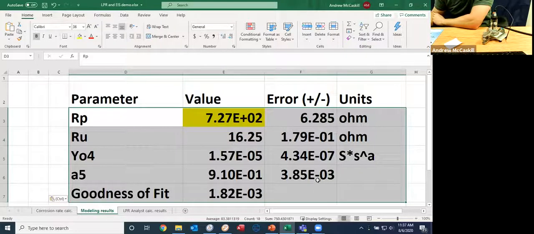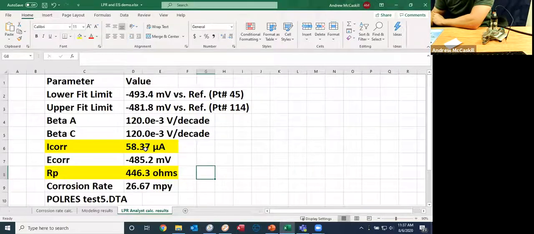RU and these values I'm not too concerned with. This is the uncompensated resistance. This is related to the constant phase element, but we really don't need to discuss those. But the RP value here about 720. If we go back and, excuse me, look at what we had here. We had 446.